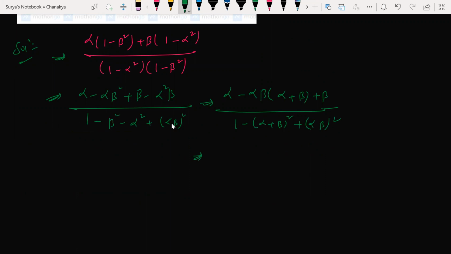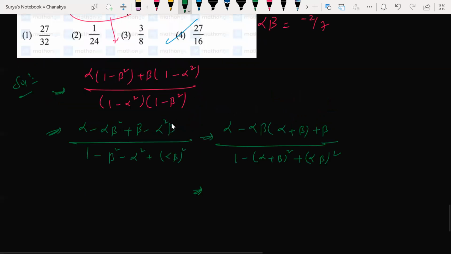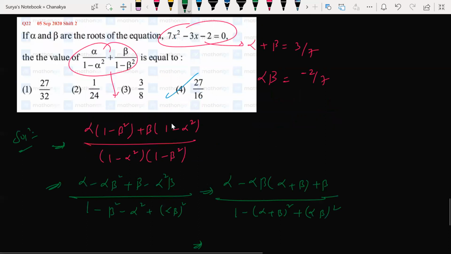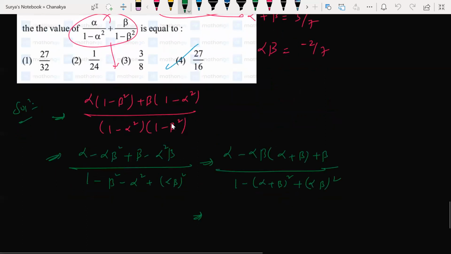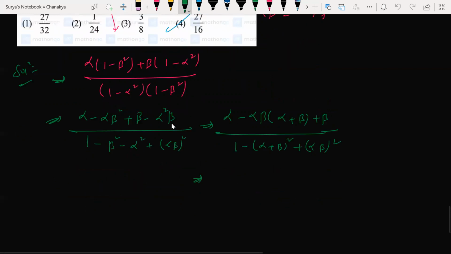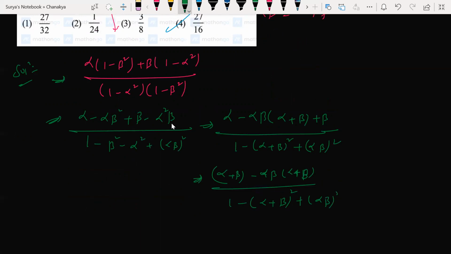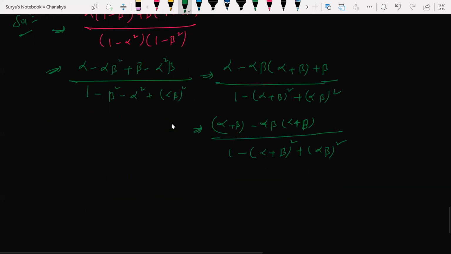Now substitute everything, you will get the answer. That's it. Substitute everything. 3 by 7, 3 by 7 minus 2 by 7, right? So alpha plus beta into alpha beta plus alpha plus beta, divided by 1 plus 1 minus (alpha plus beta) whole square plus (alpha beta) whole square. So this is what we can write this as.